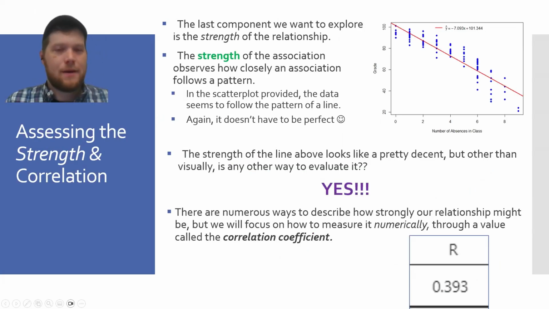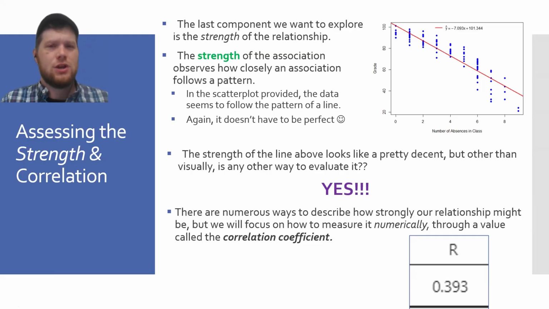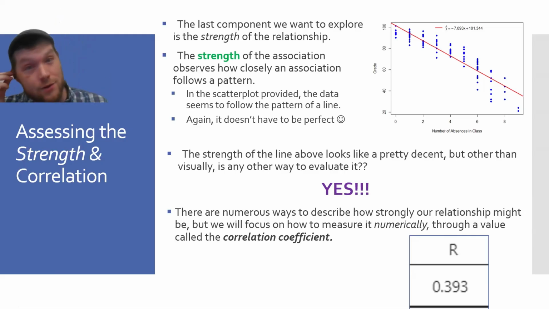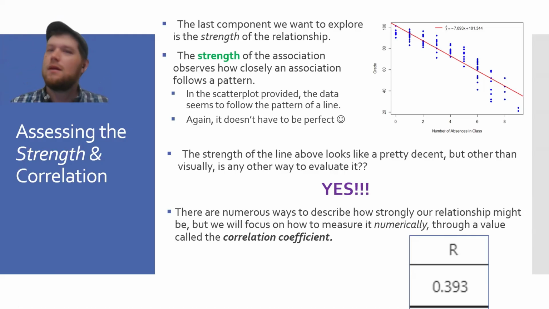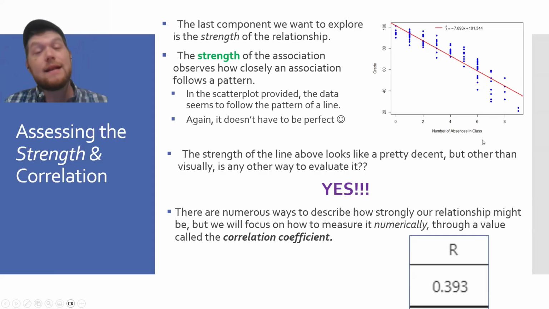The last component we're going to talk about, so I talked about some forms, I talked about the direction. Now let's talk about the strength of the relationship. This association observes how closely the association follows this pattern. In the scatter plot here, the data seems to follow the pattern of the line pretty easily. Not too terribly, there might be a little bump here and there, but for the most part, it fits it nicely. It doesn't have to be perfect.